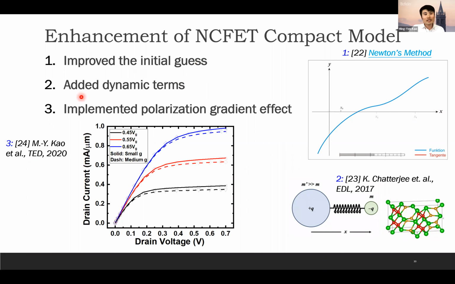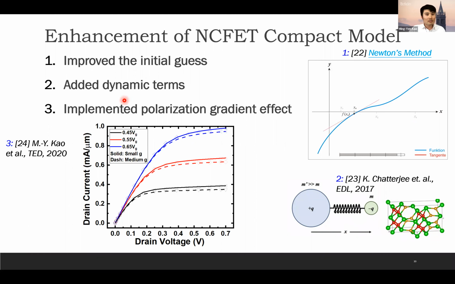And the second enhancement, I added the dynamic terms. If we look at the bottom right figure, the lattice structure of, let's say, Fe, the hafnium zirconium oxide, we can imagine that if there's some deformation and stretch on the lattice, we can use this model, the dipole and spring model, proposed by one of the senior colleagues. I implemented this model in our NCFET compact model by using a subcircuit of inductance, capacitance and resistance to mimic the behavior of this lattice dynamics.